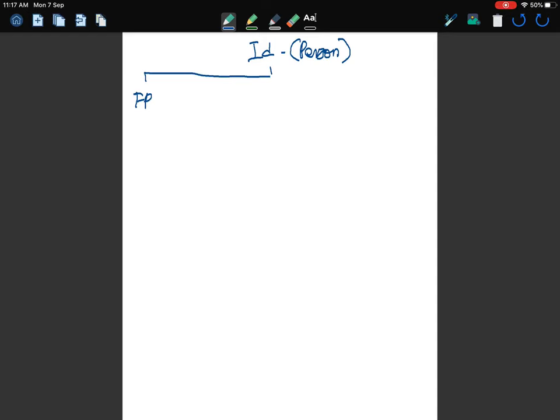So we are going to look at identification in this lecture. We have several kinds of identification. The first one will be identification through fingerprint. So you have fingerprint identification. You have identification through the photograph. You have identification of the DNA.